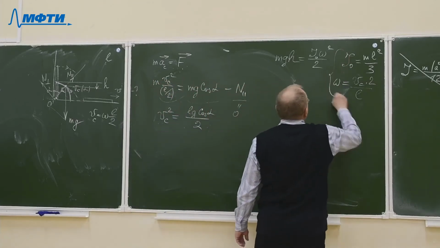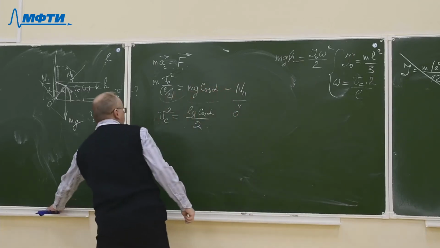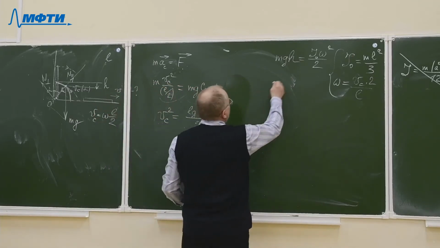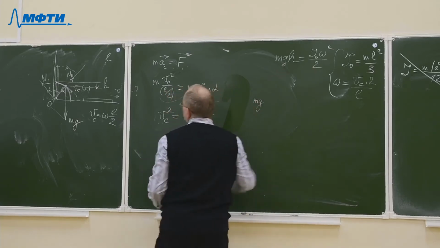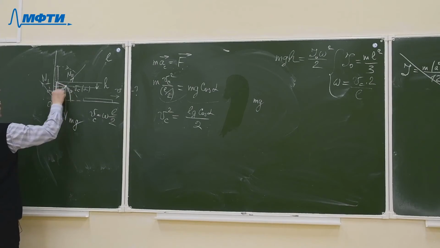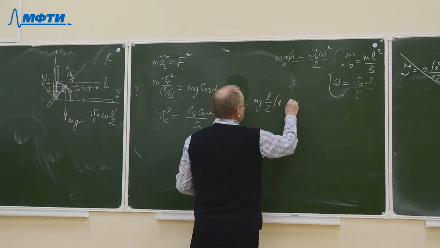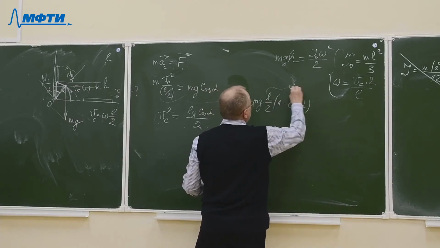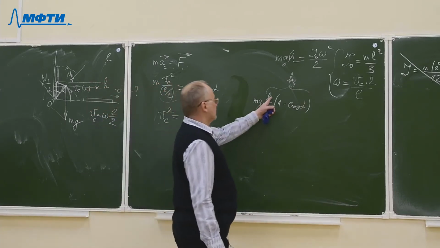Using these formulas, we can transform the energy conservation law, the energy balance, in a simple way, which we have performed many times. That will be mg times h. What is h? h is calculated as this radius, which is L over 2, minus the same radius L over 2 cosine alpha. So that will be radius L over 2, times 1 minus cosine alpha. That is the h, the loss of height of the center of mass.